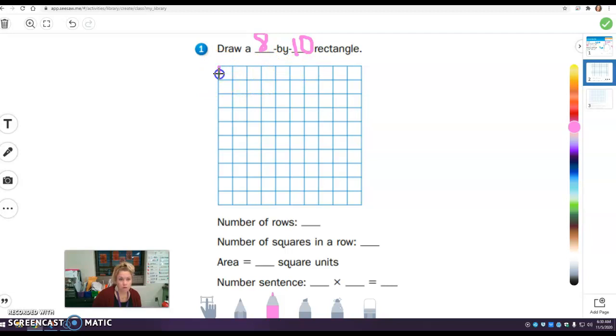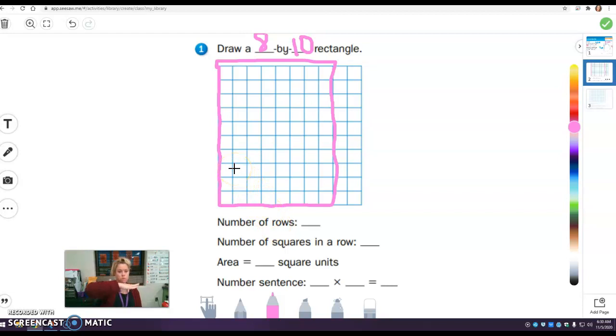So I'm going to draw that 1, 2, 3, 4, 5, 6, 7, 8, 9, 10. Oh, all the way down. 2, 4, 6, 8, 10. And then 8 going across. 1, 2, 3, 4, 5, 6, 7, 8. And all the way up and all the way over. Not perfect, but pretty close.